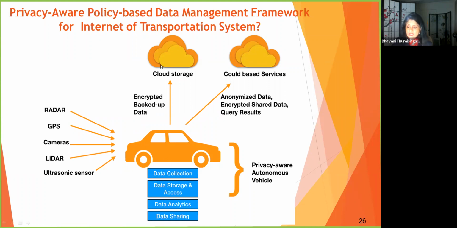Some of the data goes into the cloud, some sort of cloud-based services, and some could be anonymized. And what data should go to the cloud? Again, the key point here is that policies have to guide the data collection, data storage, access, analytics, and sharing. Without the user knowing, you cannot collect data about the user's location or whether the user is smoking, so the user has to be aware, right?